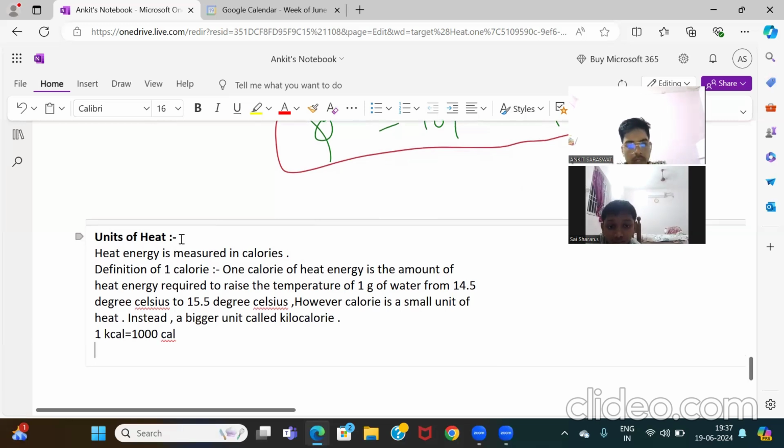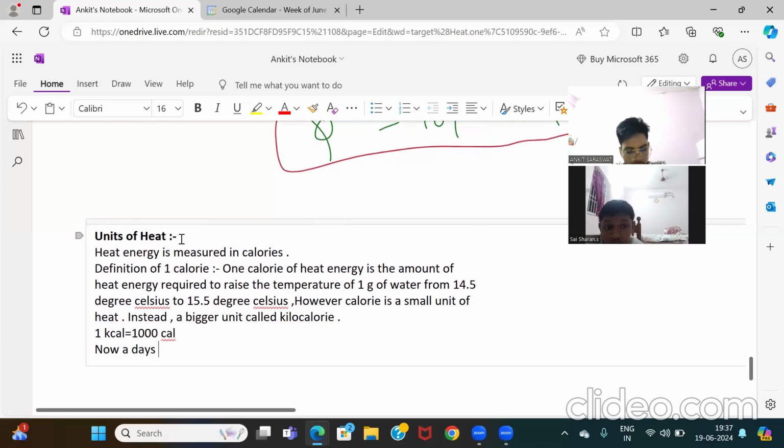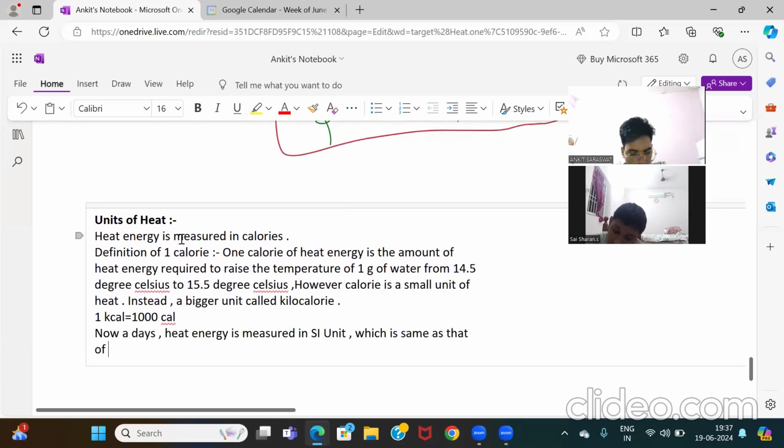Yes, sir. Write down: nowadays heat energy is measured in SI unit. SI unit is what? Joule. Which is same as that of energy, namely joule. Joule is the name of a scientist, okay? Yes, sir.